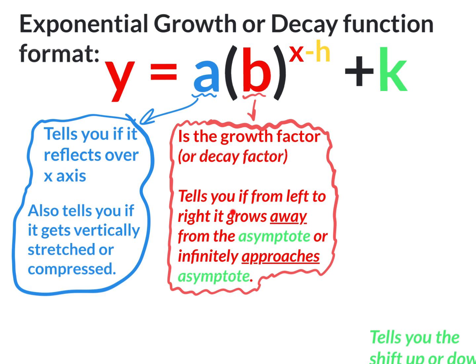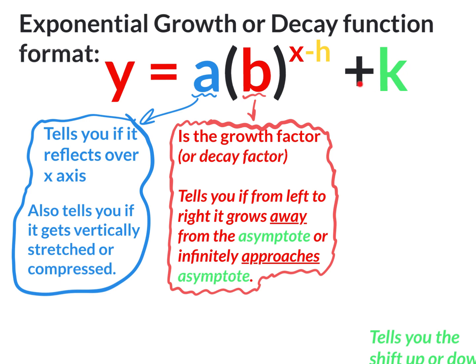So it tells you from left to right if it grows away from the asymptote or if it infinitely approaches the asymptote. Tomorrow, we're going to be dealing with fractions between 0 and 1, like 1/2, and that would be a decay function. That means that from left to right, it'll start way up here, and it'll decay towards the asymptote. But right now, it's just growth functions, values that are greater than 1, and they all grow from left to right, away from the asymptote.